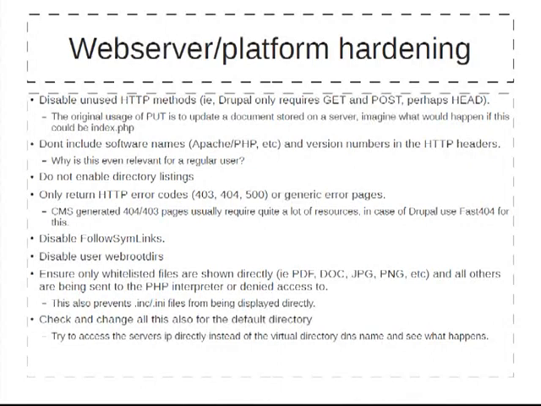Don't include software names, and absolutely do not include version numbers in HTTP headers. Why on earth would you actually send that information? It's a misuse of bandwidth. Your client is probably really not interested in the fact that you're running Apache 2.2 with PHP 5.4. I don't know. Again, turn it off. Do not enable directory listings. Really, don't do it.